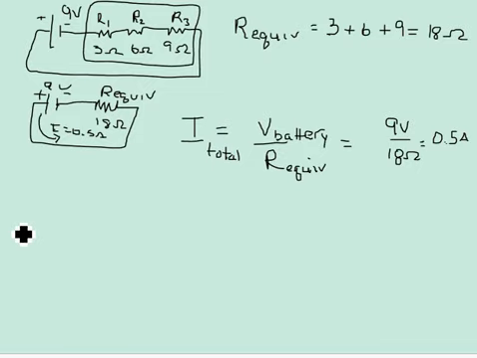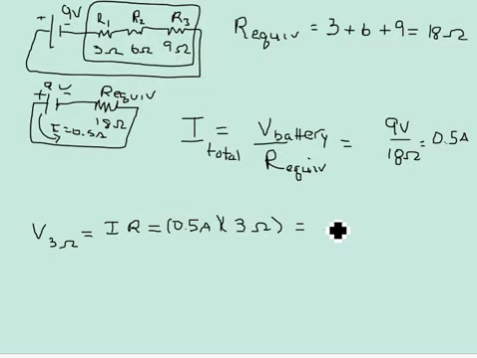So let me look at this. Let me figure out what the voltage drop is across the 3 ohm resistor. That's going to equal the current flowing through the resistor times the resistance. So I know that is my 0.5 amp, because it's the same for every device in a series circuit, multiplied by my 3 ohms. That tells me it's 1.5 volts. So I lose 1.5 volts as my current goes through that 3 ohm resistor.